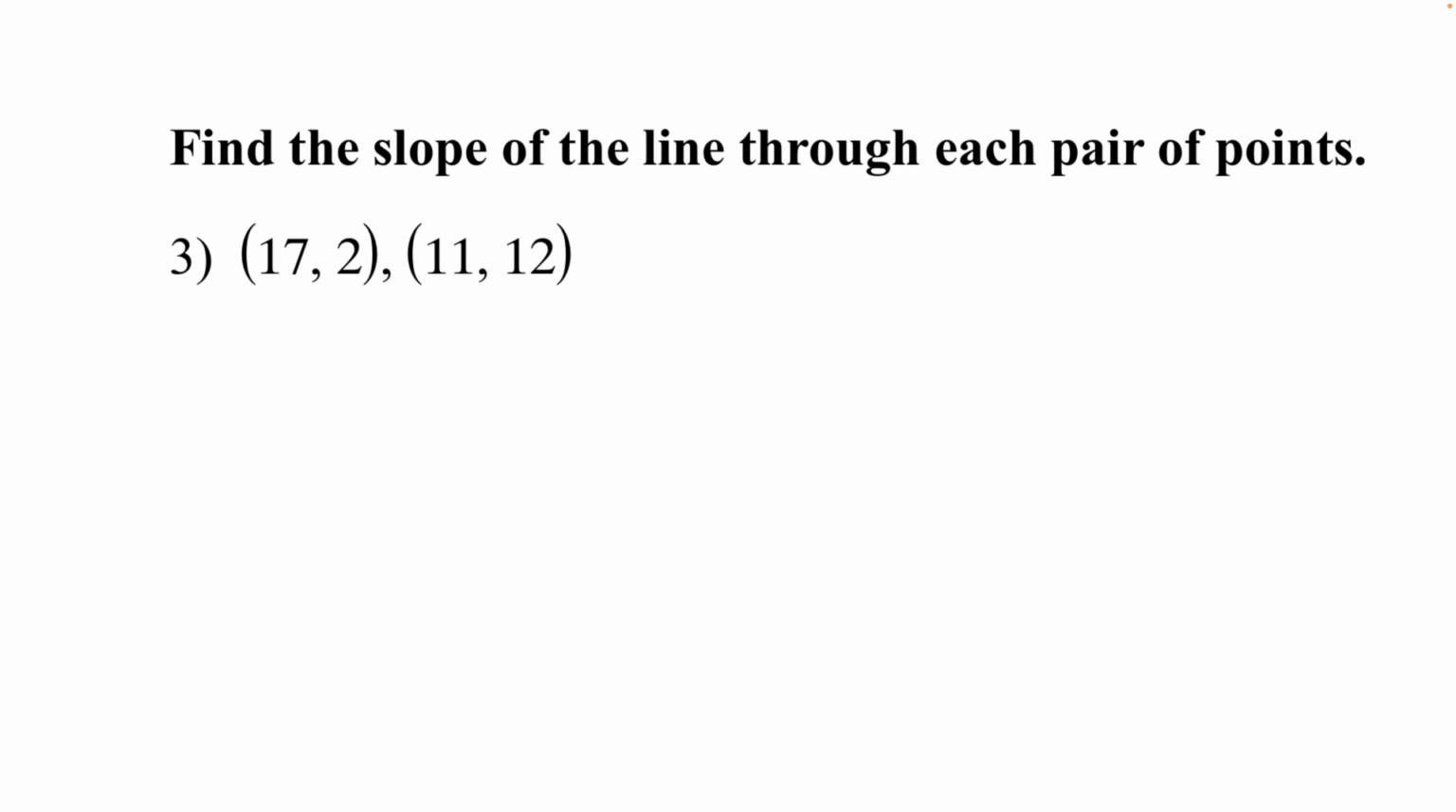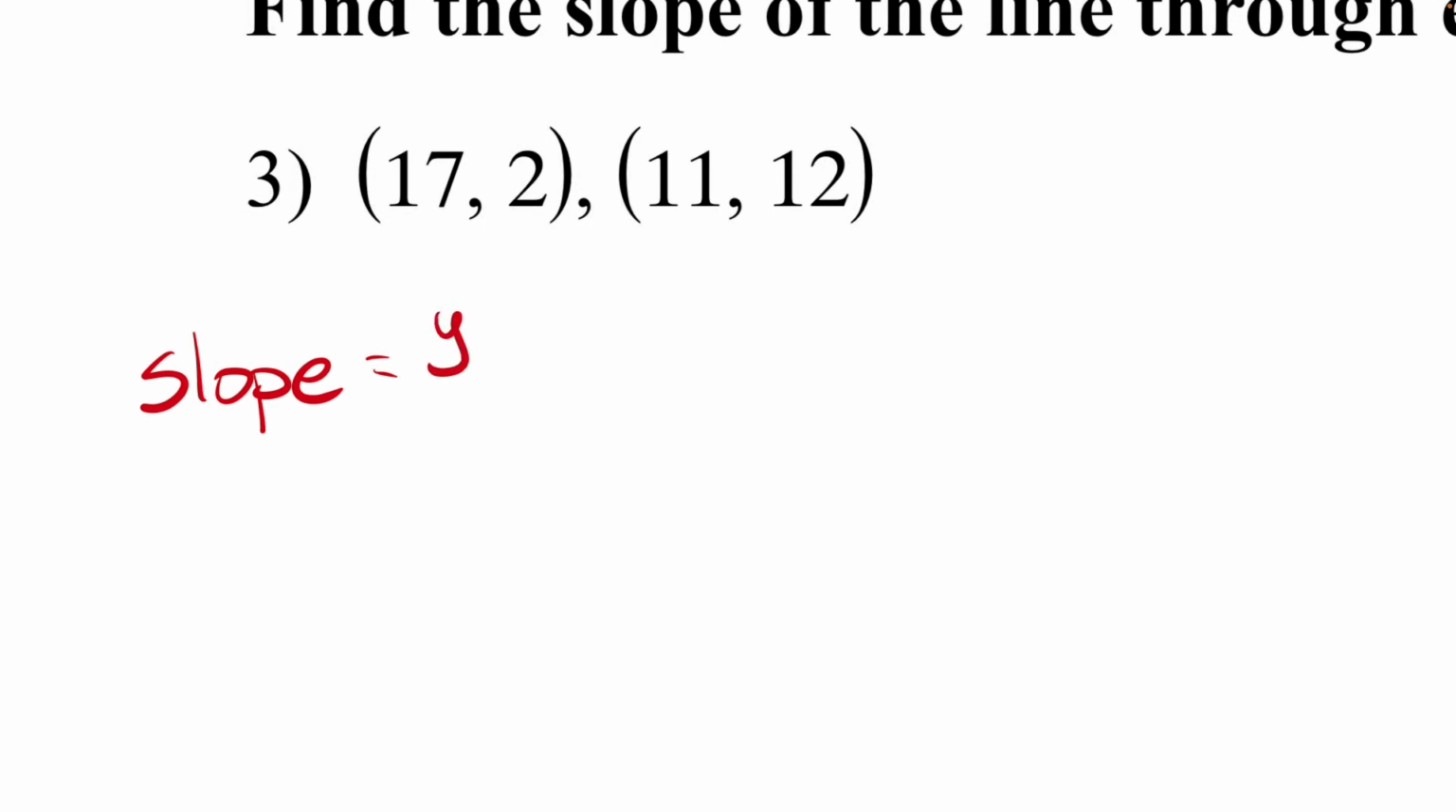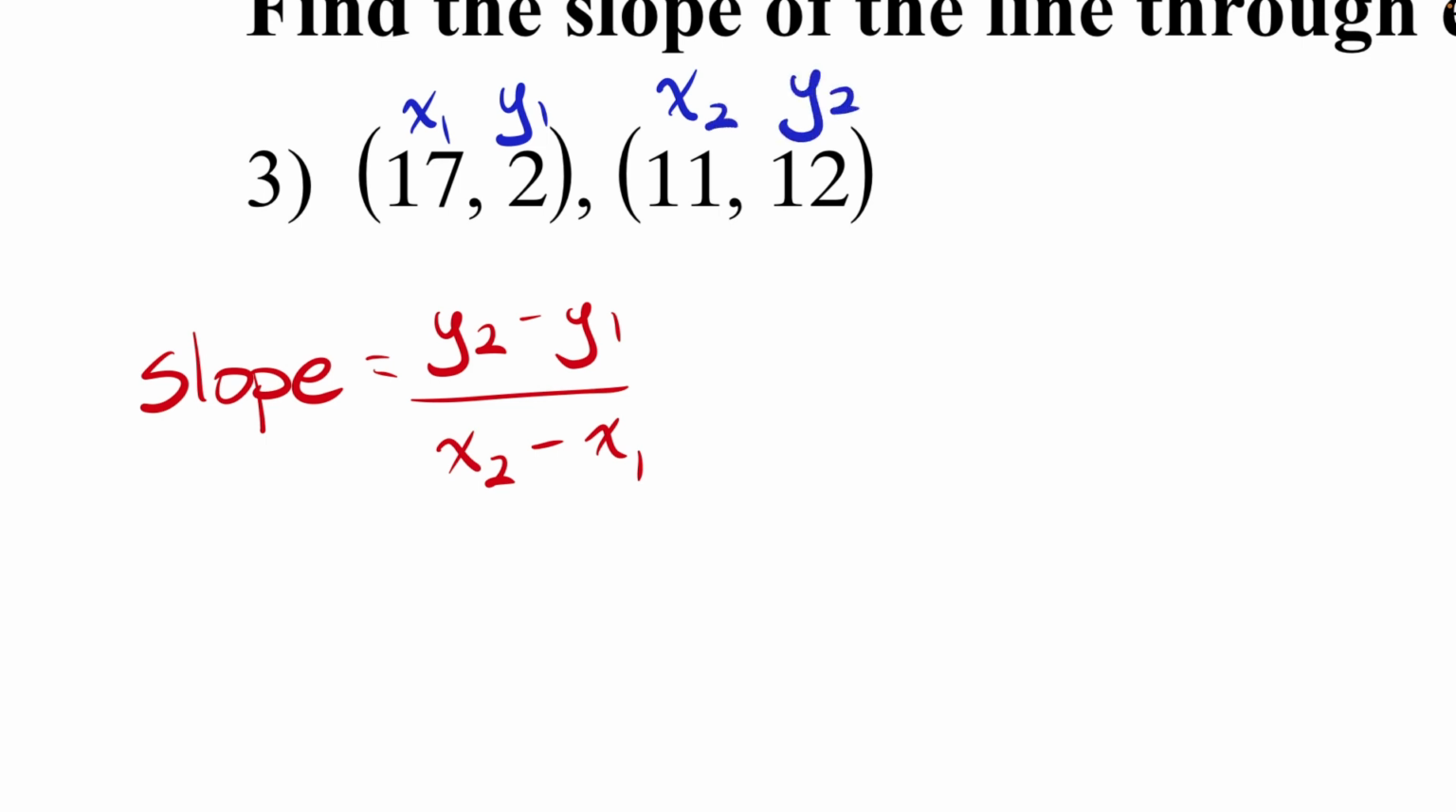For number 3, I'm going to be using a different definition of slope. The definition of slope that I'm starting with now is as follows. It's going to be y2 minus y1 all over x2 minus x1. And I'm going to label my points accordingly as well. I'm going to say, this was my x1, y1. This was my x2, and my y2.